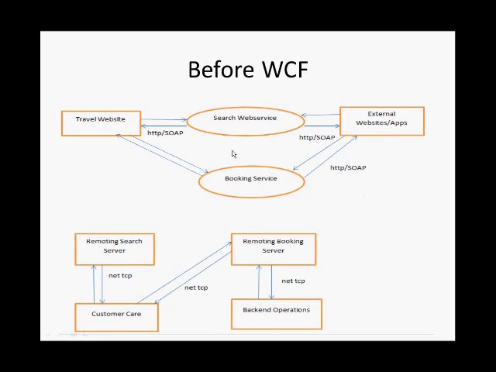So there is no question of interoperability between them. I don't need to communicate with my web service using HTTP SOAP and get comparatively bad performance. Rather, I can go for a remoting search server which replicates most of the search web service, and a remoting booking server which replicates the booking service. I just need to host these, and my customer care will use the NetTCP protocol to communicate with them, and the same with the backend operations. So these will perform much faster than the ones that work using HTTP SOAP.